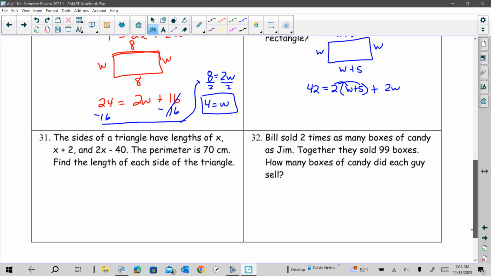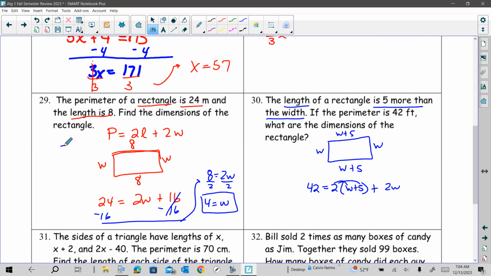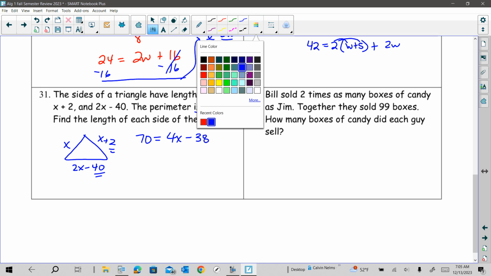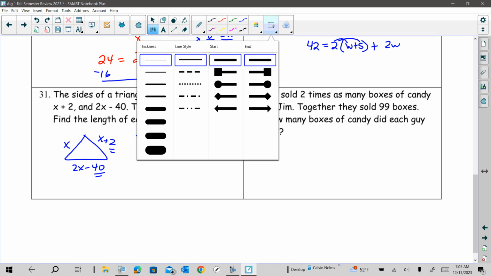And then on 31 here, now we're doing the perimeter of a triangle. A triangle has 3 sides. So if you just kind of sketch a triangle, it says the side lengths of x plus 2, and 2x minus 40. And the perimeter is 70. So this would be 70 equals, we add up all the x's, that would be 4x. Add up our constants here. Minus 40 plus 2 is going to give me minus 38. And now we're just solving for the x to get to our length of each side.